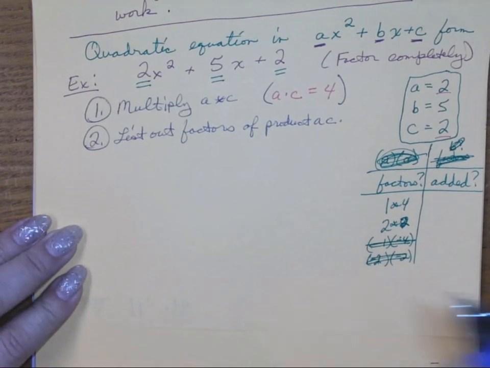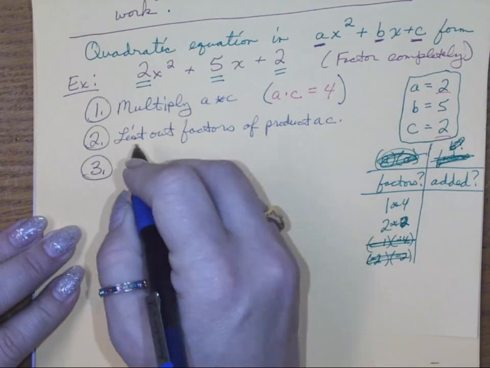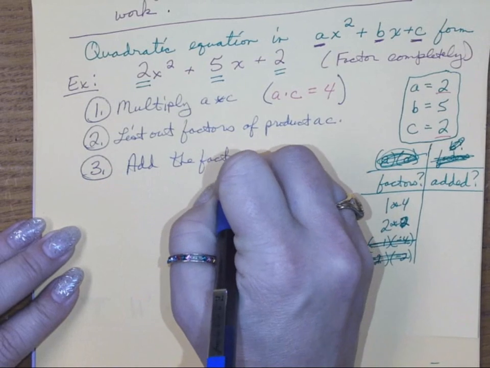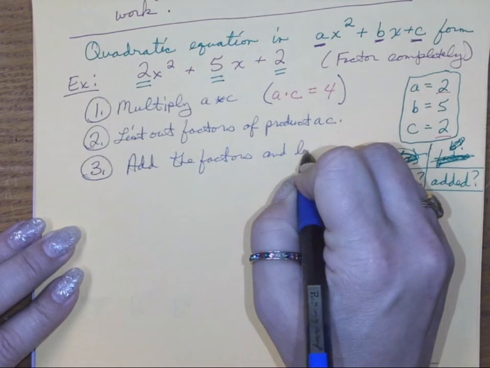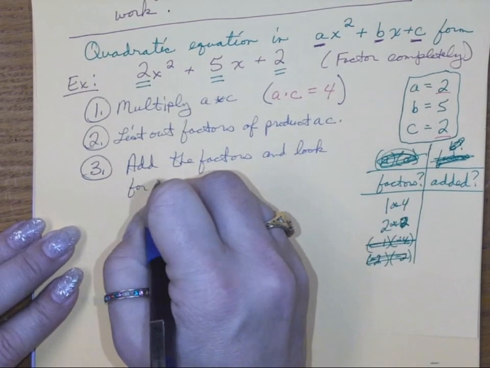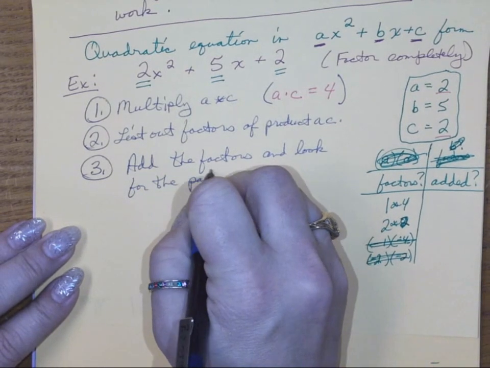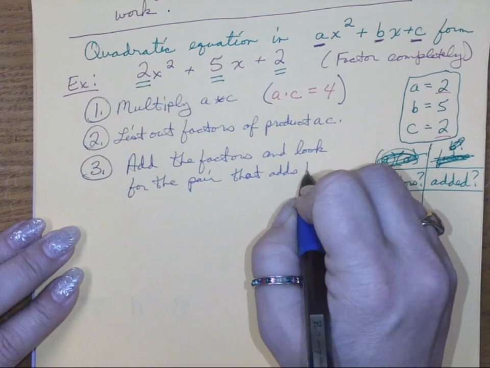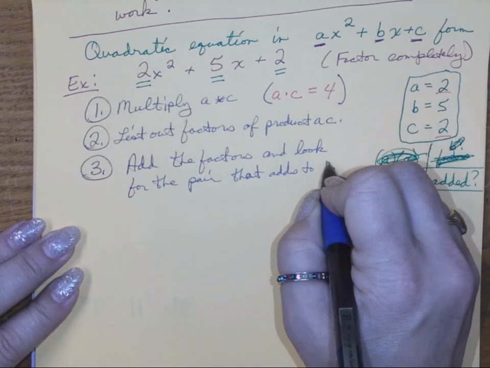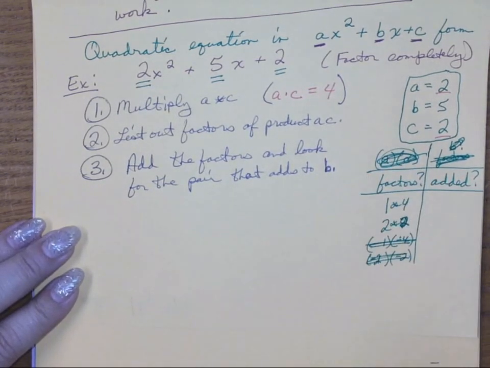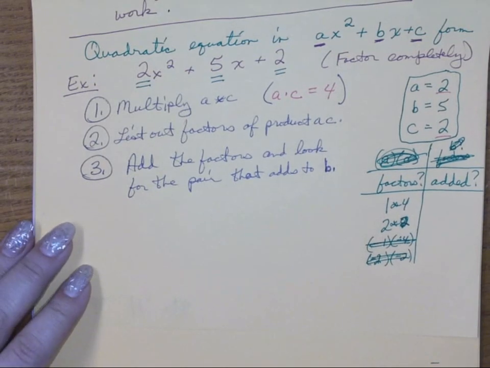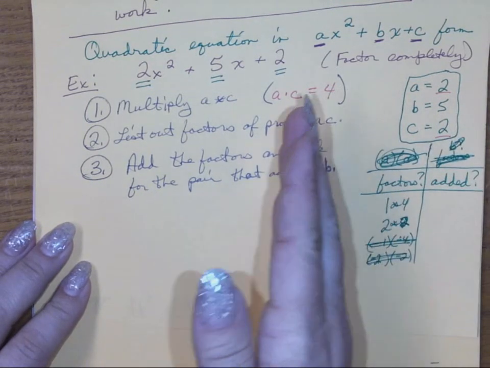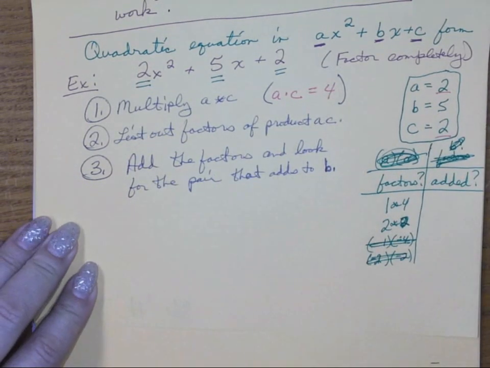Okay, so step number 3 is add the factors and look for the pair that adds to equal b. B is the middle coefficient, right? Okay, so I'm going to add them up, and I'm looking for the pair that's going to give me, in this case, a 5, right? These are my generic statements over here.